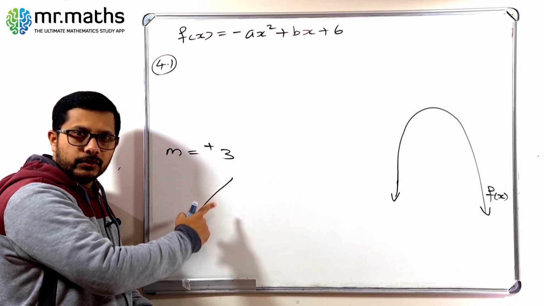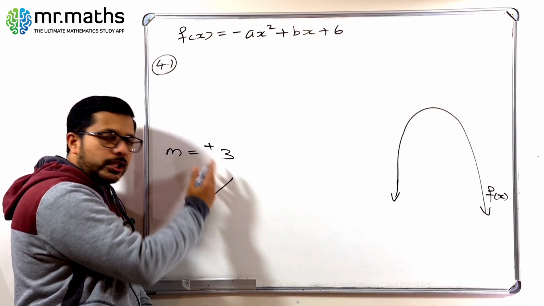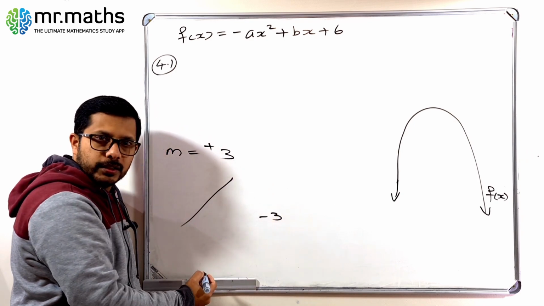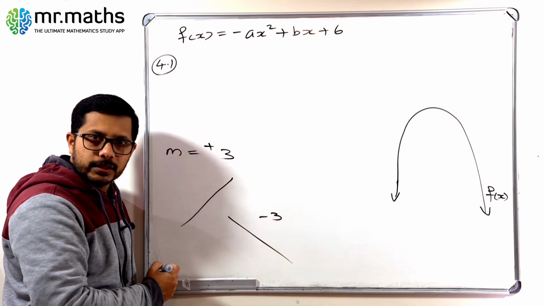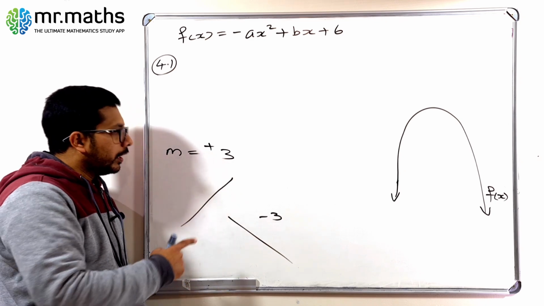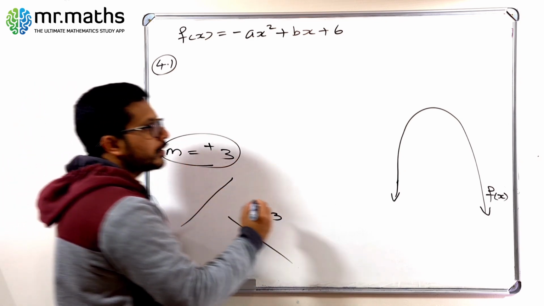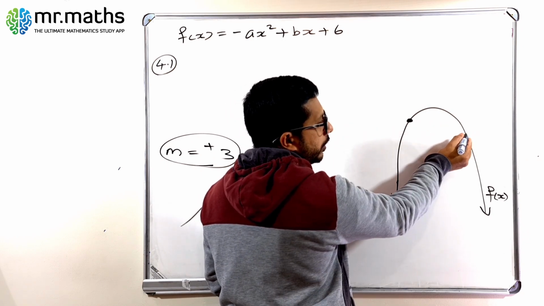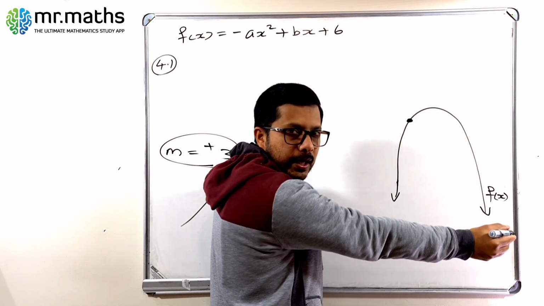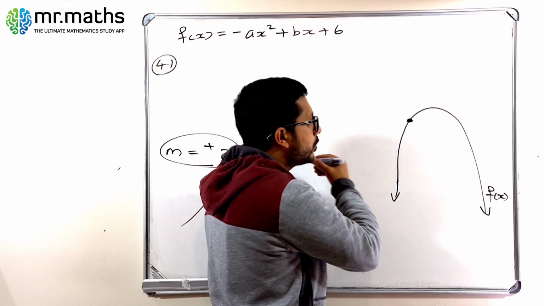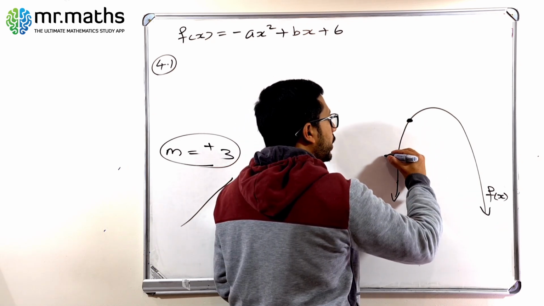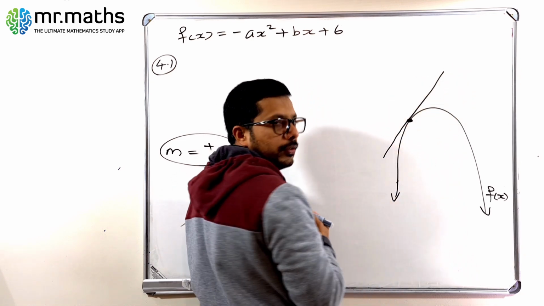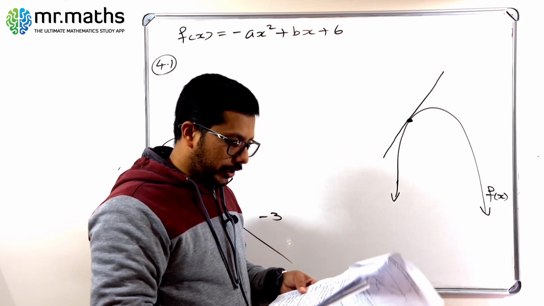Tangent means it's a straight line. Am I right? Since the gradient is positive, it is an increasing line. In case they gave us minus 3, then we know that it is like this, a decreasing line. So if the gradient is positive, the tangent must be somewhere here. But in our case, the gradient is positive. That means the tangent is on this side, somewhere like this.